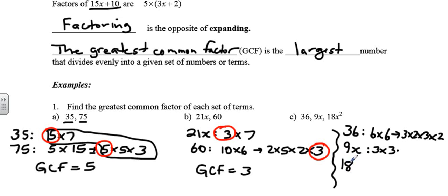And 18x squared. Again, ignoring the x squared for now, we're going to have 3 times 6. That's a couple of factors. If I wanted to make that even smaller, 3 times 3 times 2, because 3 times 2 is 6. Now if I look at what's common, there are two 3s in each of these. So 3 times 3 is common, and my GCF is 9. Is that what you got?